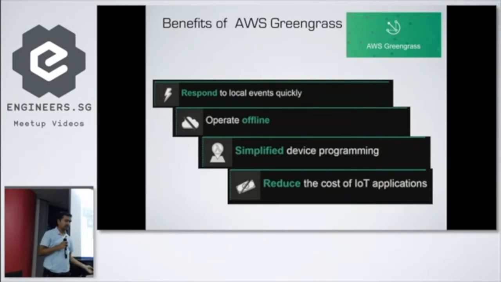And last, reduce the cost of IoT applications. How to reduce the cost? Like I said, a Boeing 747 flying for 4 hours generates 1 terabyte of data. If you're sending 1 terabyte of data to the cloud, it costs you money. Instead, if you send only the critical information, it can reduce the cost of your IoT applications.